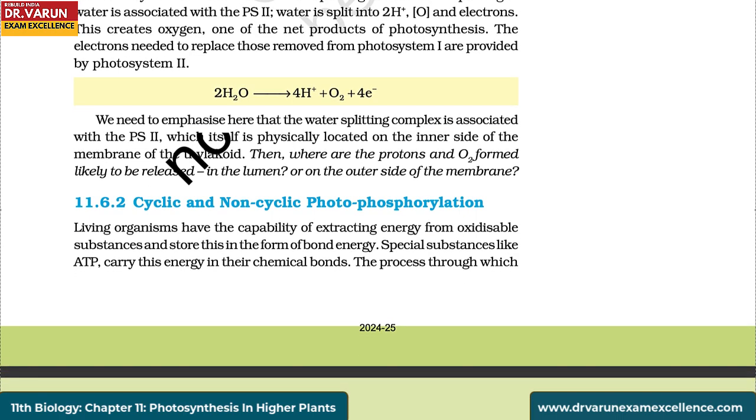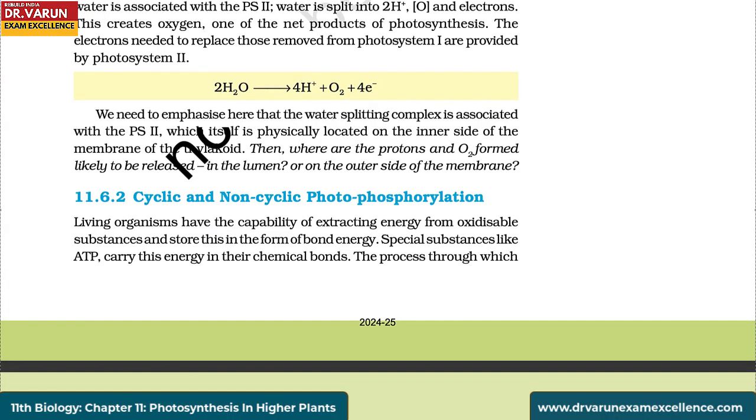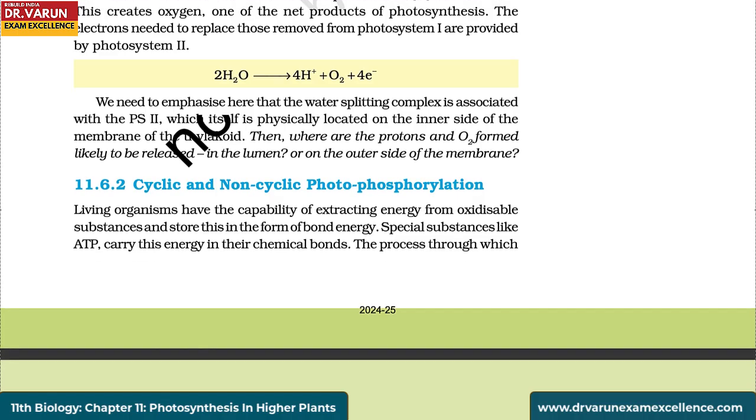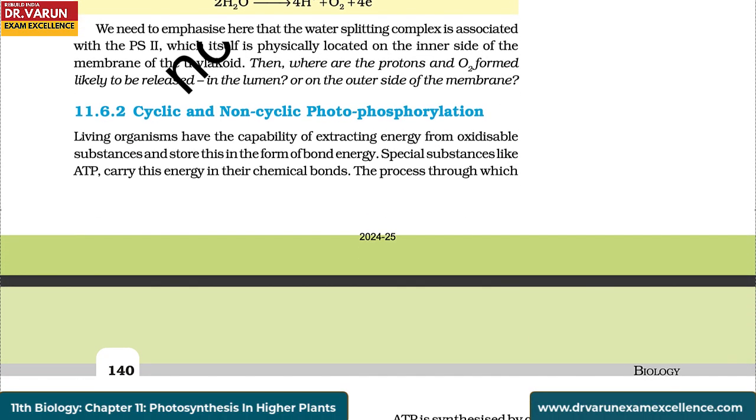We need to emphasize here that the water splitting complex is associated with PS2, which itself is physically located on the inner side of the membrane of the thylakoid. Then, where are the protons and oxygen formed likely to be released? In the lumen or on the outside of the membrane?